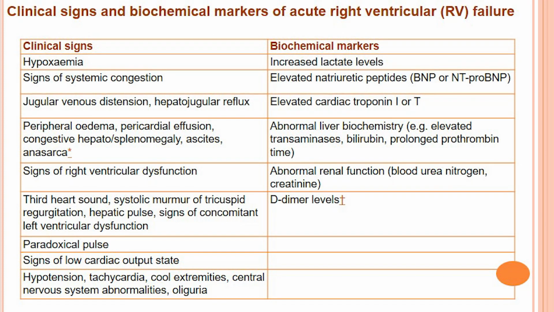And the biomarkers which we get done routinely: we can see an increase in the lactate levels, an increase in the BNP or NT-proBNP levels, elevated cardiac troponin I or T, abnormal liver biochemistry or renal function tests, and an increase in the D-dimer level.